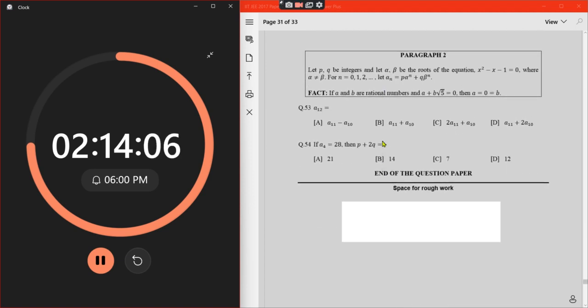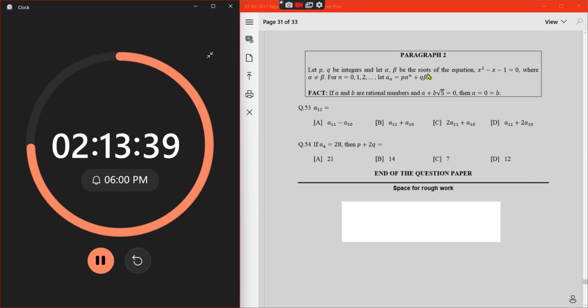For P, Q integers, alpha and beta are the roots of this equation, where n is not equal to this thing. If A, B are rational numbers and A plus B root 5 is equal to 0, then A equals 0 equals B. It's a fact, of course it's a fact. P, Q are integers, alpha and beta are the roots of this equation. Alpha is not equal to beta.